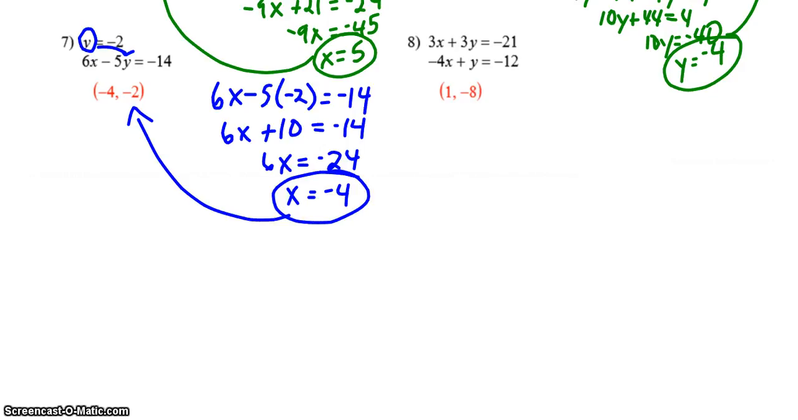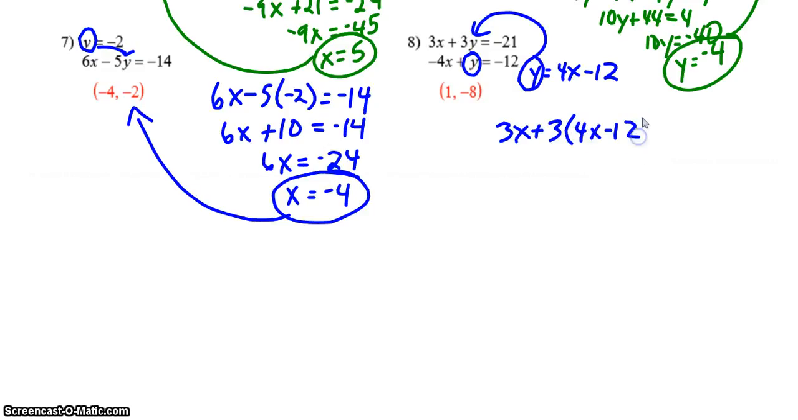And the last one we have here is number 8. I'm going to solve for y in the second case. To solve for that y, I would add 4x over. So y equals 4x minus 12. I'm going to take this y and plug it into your top equation. 3x plus 3, parentheses, 4x minus 12 equals negative 21.